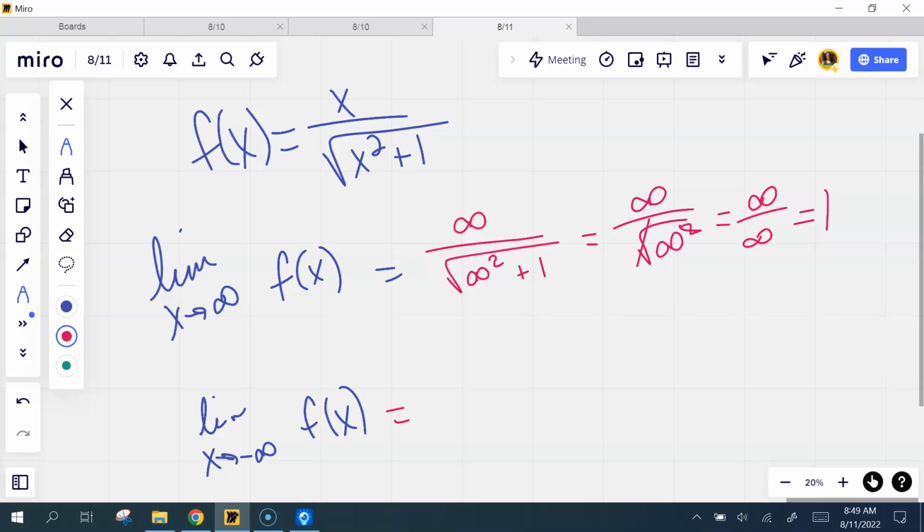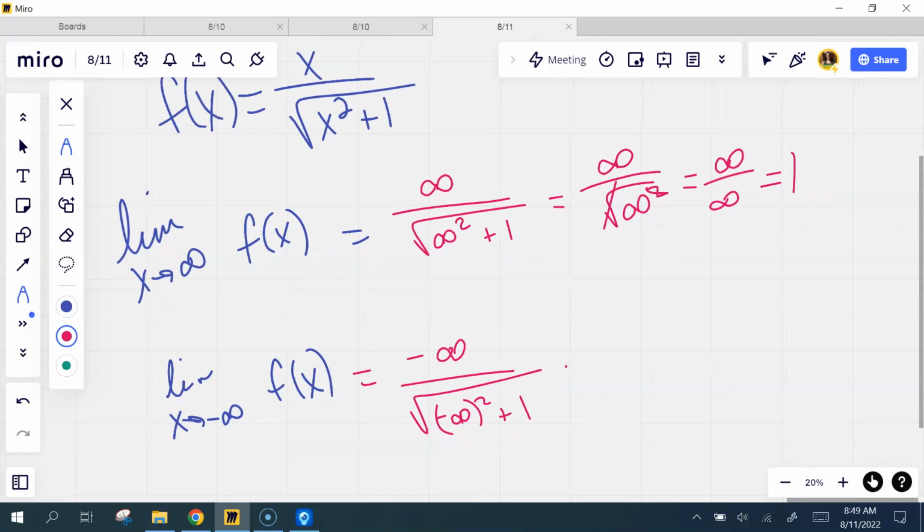If I plug in negative infinity instead of positive infinity, what really changes? The sign. That's just the sign there. So here, because I'm squaring a negative, that becomes positive. I mean, what happens if you square infinity, really? You're still at infinity, yes? Infinity times infinity is still infinity.